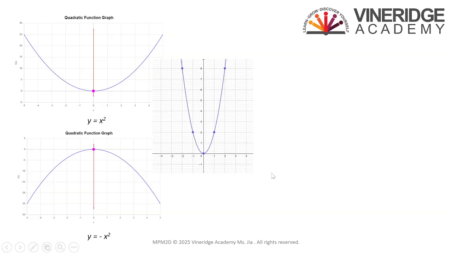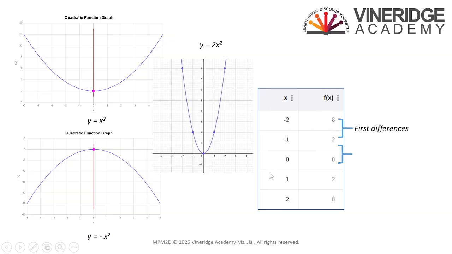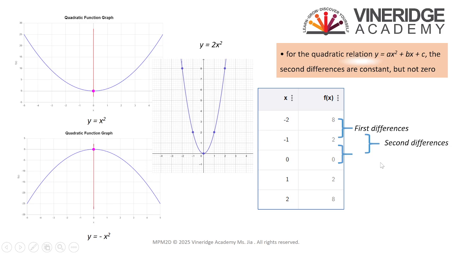Okay, so where are we? So we've talked about first differences between these values. So 2 minus 8 gives you the first difference of negative 6. 0 minus 2 would be negative 2. 2 minus 0, 2. 8 minus 2, 6. And then you use these first differences to figure out your second differences. So in this case, your second differences are all 2.